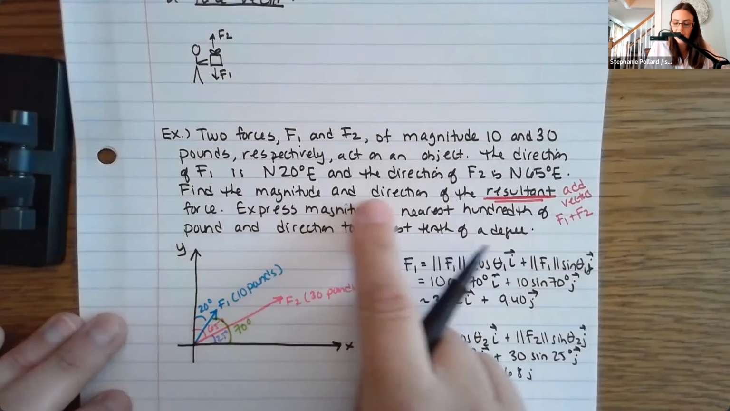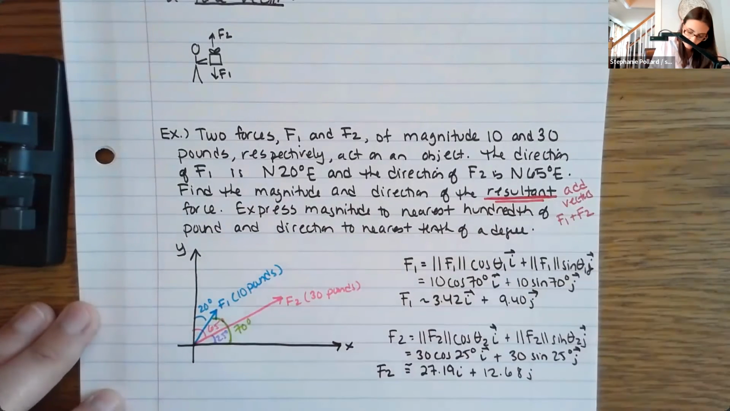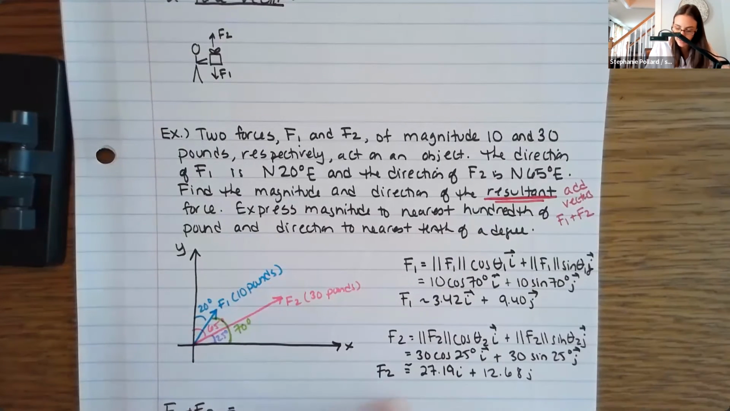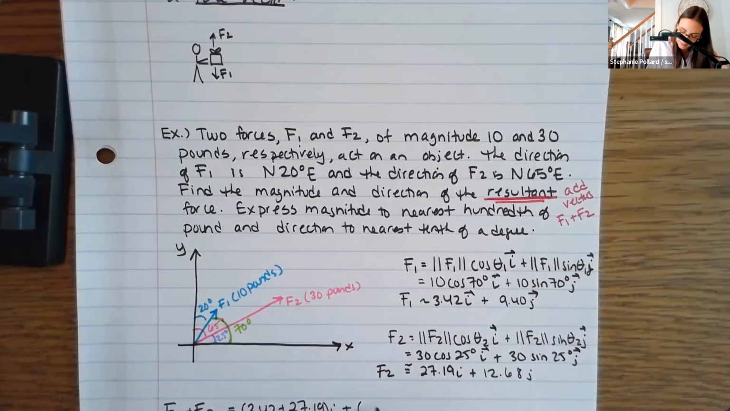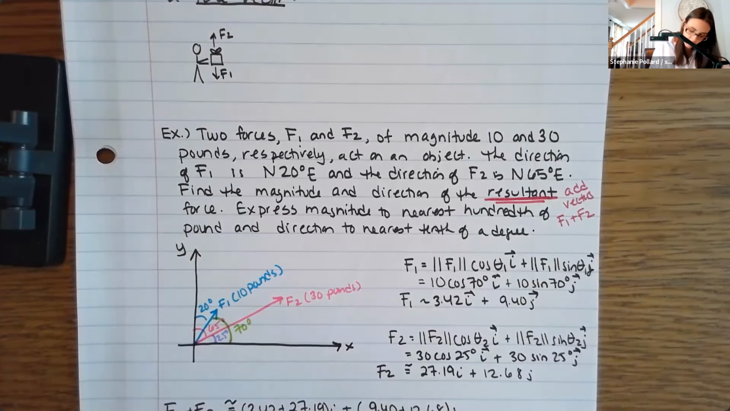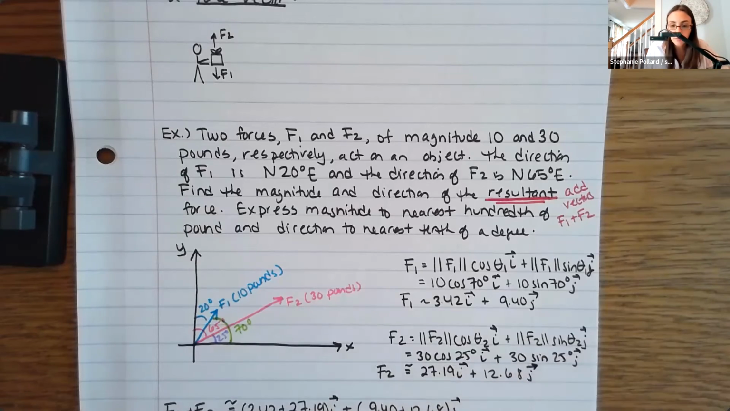Now, what we're really looking for is what's happening with the resultant force, meaning we're going to add those two vectors together. So for my i, I'm adding 3.42 and the 27.19. And then for the j, we're adding the 9.40 and the 12.68. And we get, again, this is approximate, because all these are rounded, about 30.61 i, and then we have 22.08 j. And you would just be using your calculator there to help out.